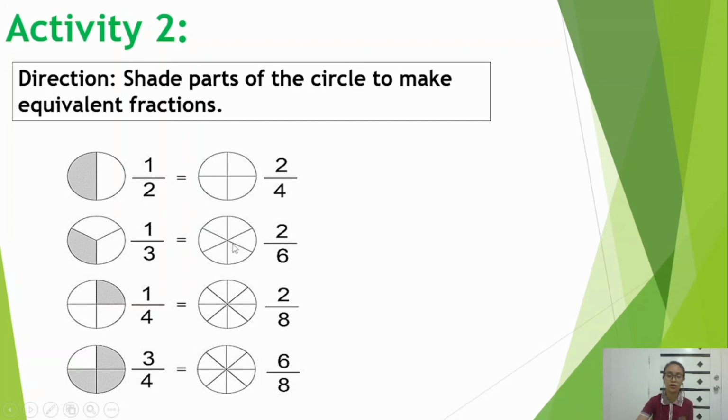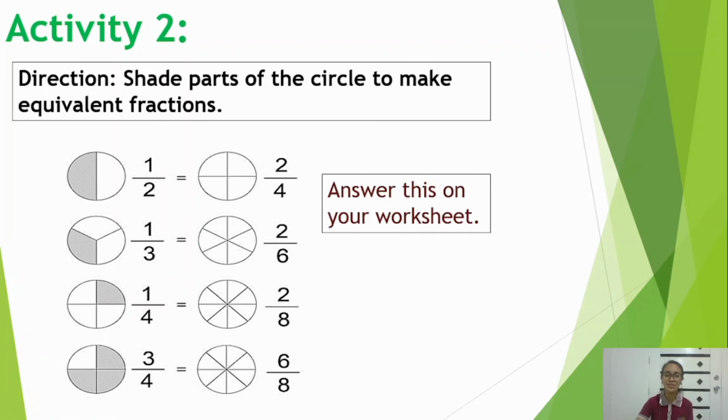This one, 2 out of 6. Then, the next one is 2 out of 8. And then, the 6 out of 8. So, shade the parts to make the equivalent fractions. So, answer this on your worksheet. Yung aming pinadalang worksheet sa inyo. Doon nyo na siya sagutan.